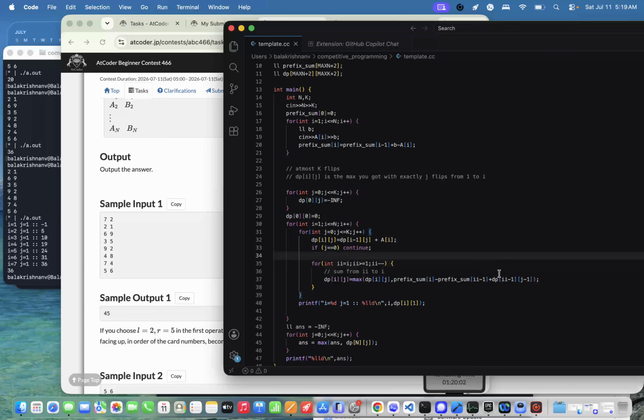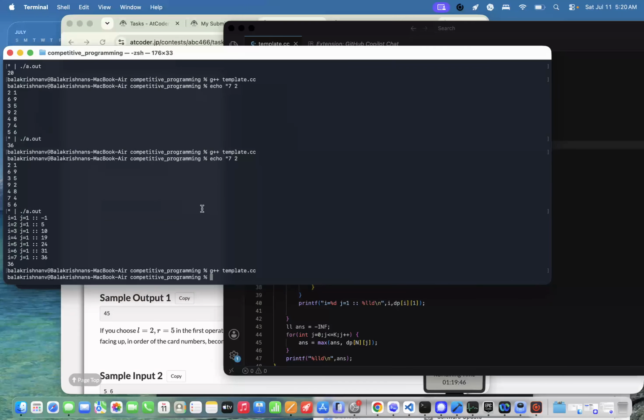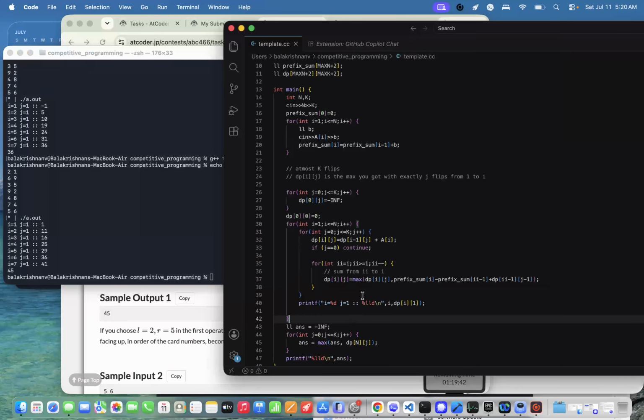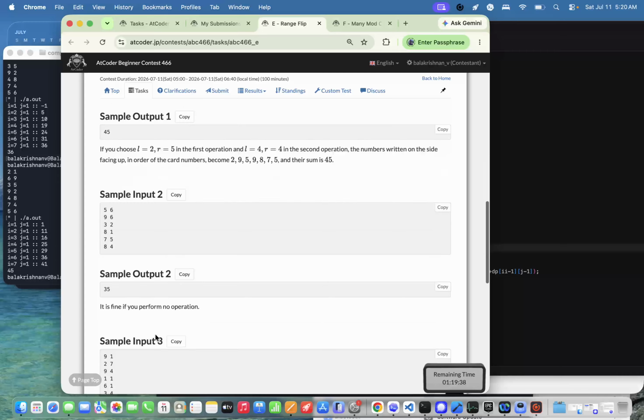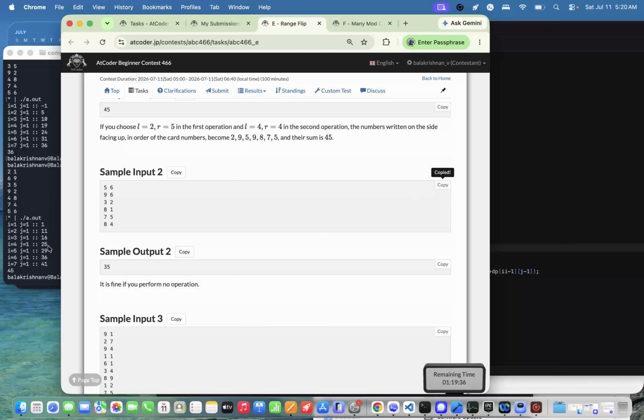No, that's not right. So we need b minus a of I. No, this is just B, obviously. If you flip it, this is you don't. Yeah, that's right. Let's check the correctness again.